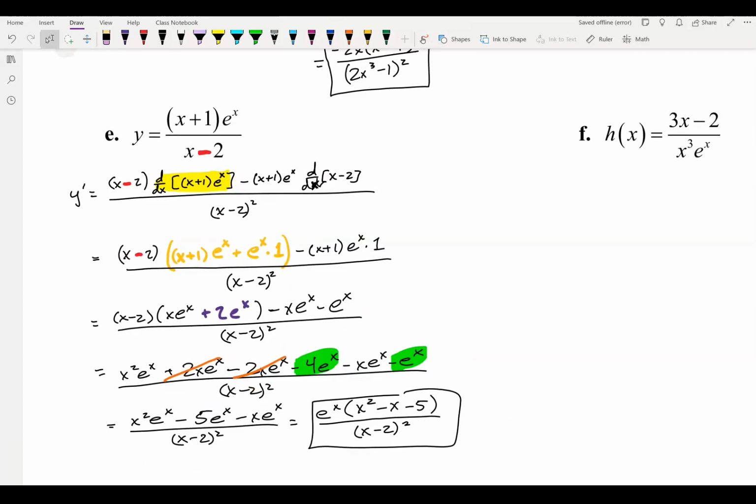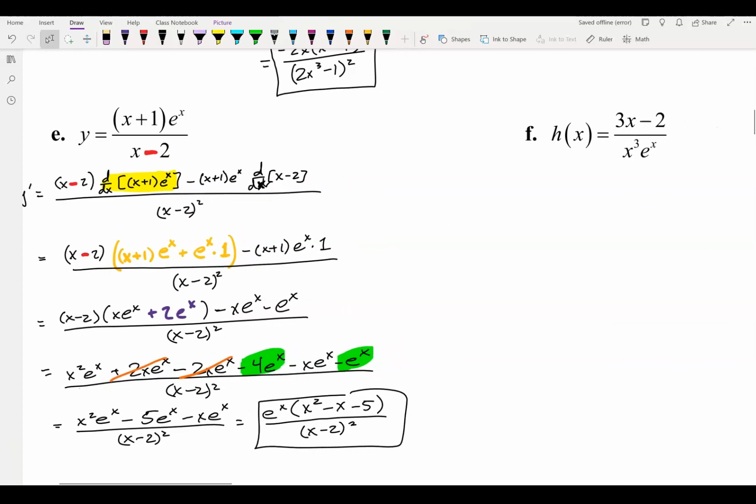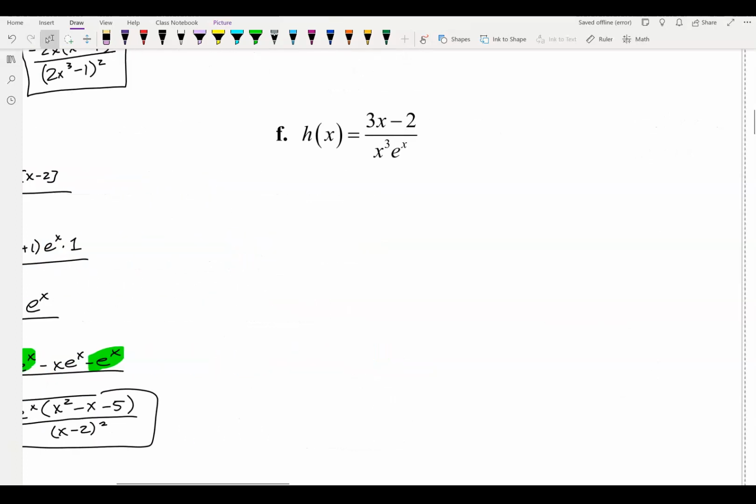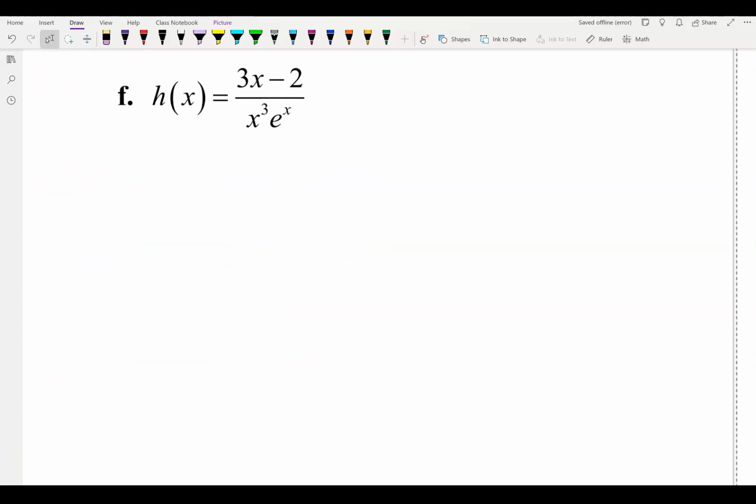All right, we get to do the same sort of thing again. This time we have a product in the denominator. We've got h prime of x is equal to the bottom times the derivative of the top. Should we just take the derivative of the top? What's the derivative of the top? 3. Okay, so there's low d high, right?